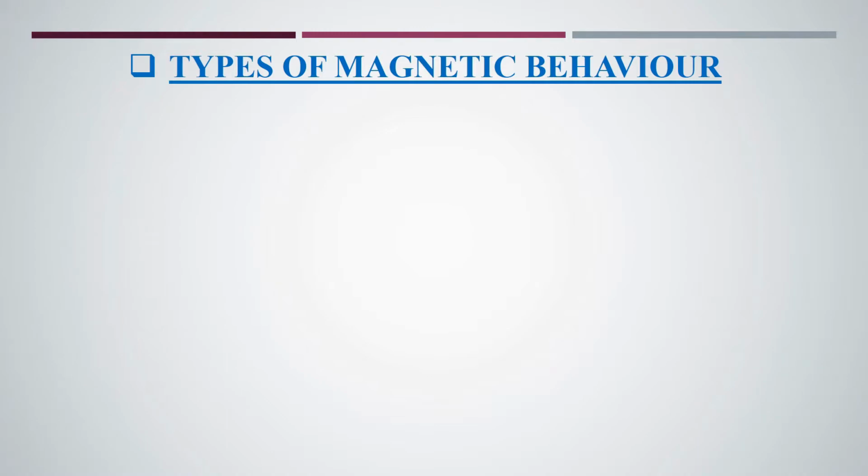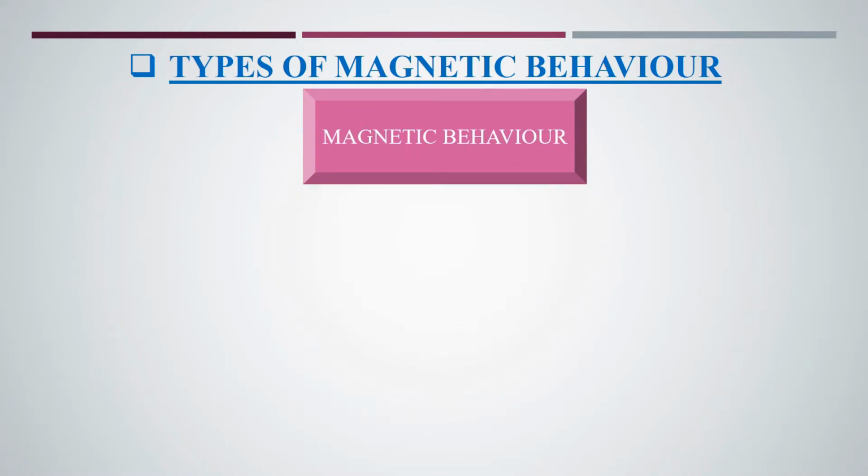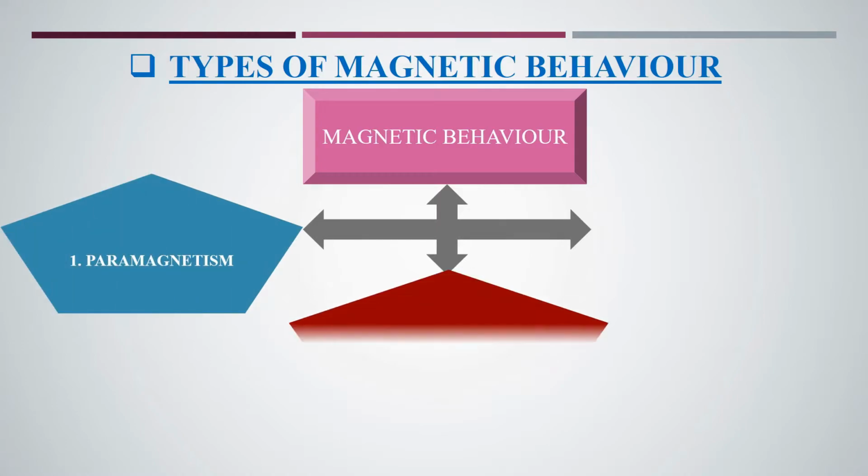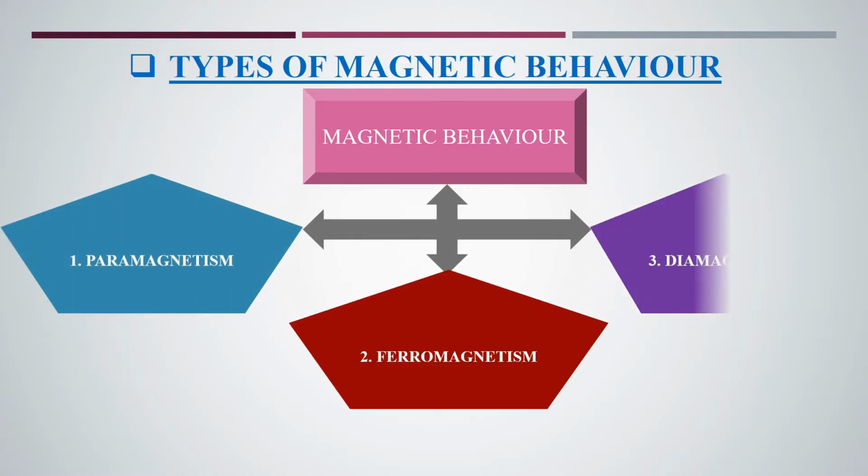Types of magnetic behavior. Magnetic behavior is of three types. First, paramagnetism. Second, ferromagnetism. Third, diamagnetism. So let's try to understand each.